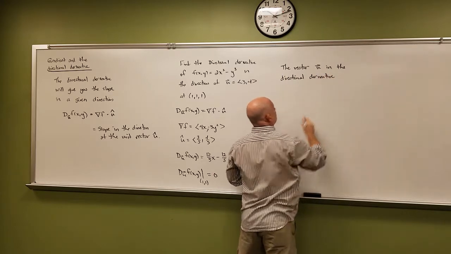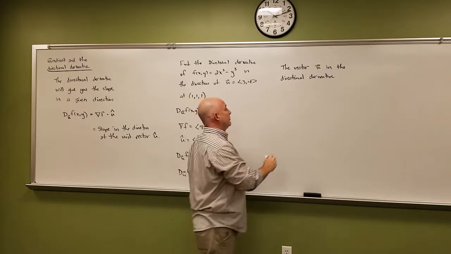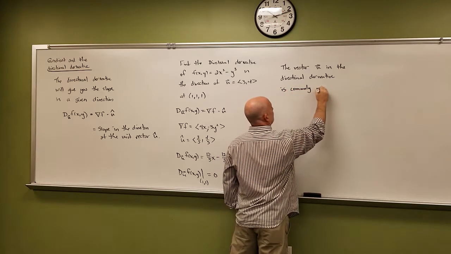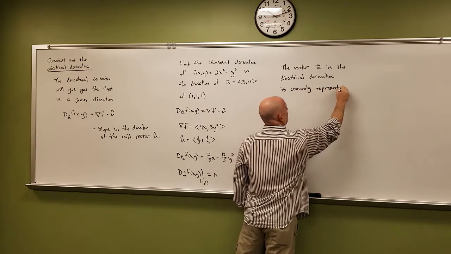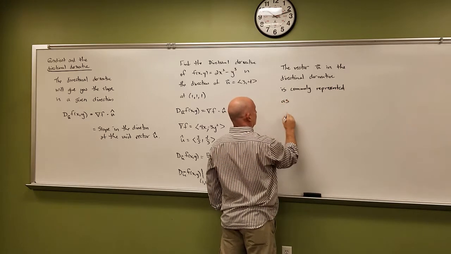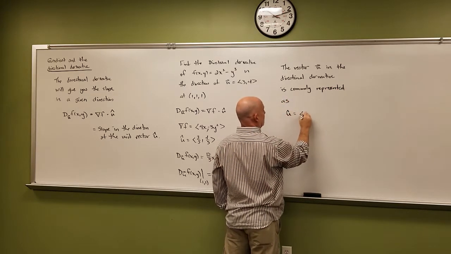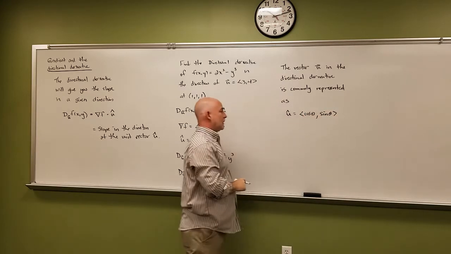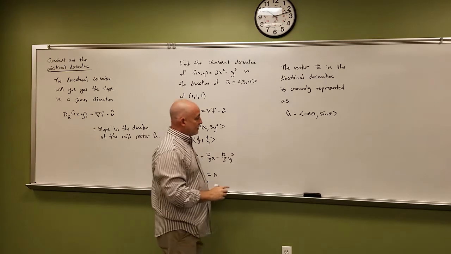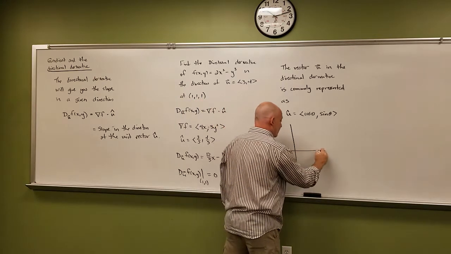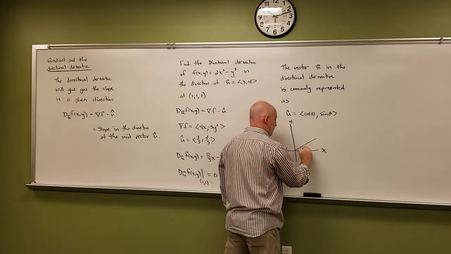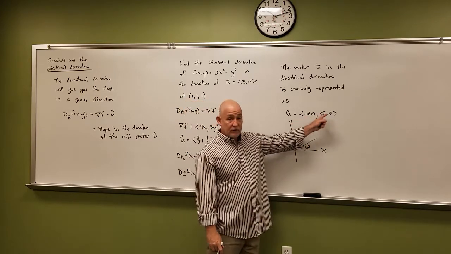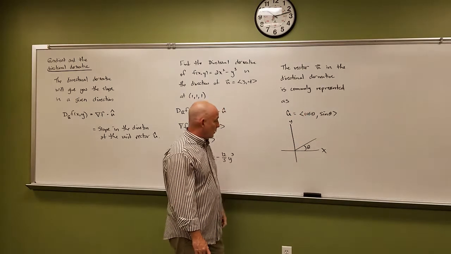The vector u in the directional derivative is commonly represented as u, or u hat, is cosine theta, sine theta. Now, of course, the theta is the exact same theta that we've been using all semester. It's in the xy plane, measured from the positive x-axis there. You can obviously see that this is a unit vector, right? Square them both, add them up, take the square root of it.